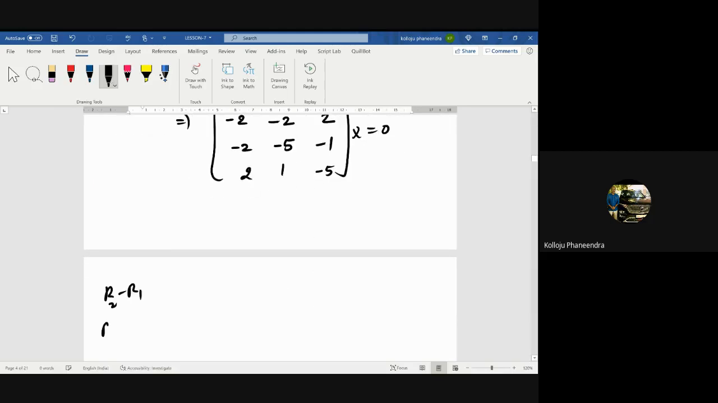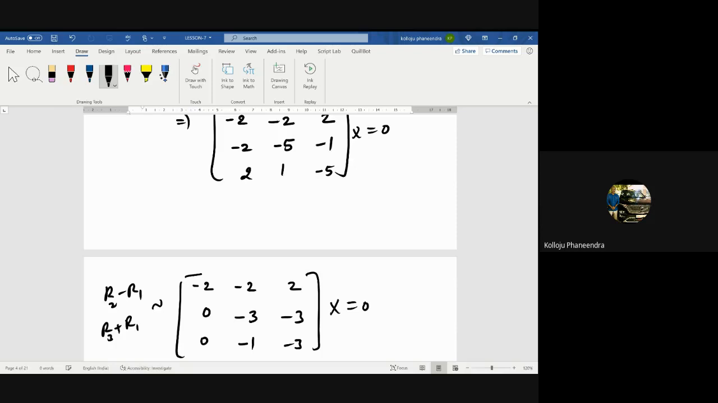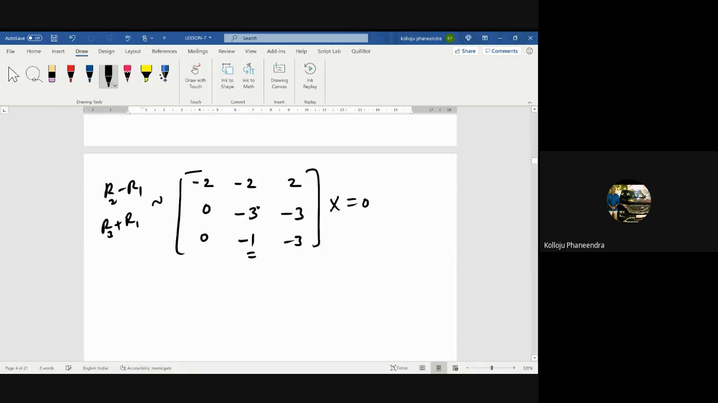R2 minus R1, R3 plus R1. That gives minus 2, 2, 0, 0, minus 5 plus 2 minus 3, minus 1, negative 1, and minus 5 plus 2 minus 3 into x equal to 0. Next step, convert this to 0 using this position. So 3R3 minus R2. Then 3R3 minus R2, right? Minus 2, 2, 0, minus 3, minus 3, 0, 0, and what about this?